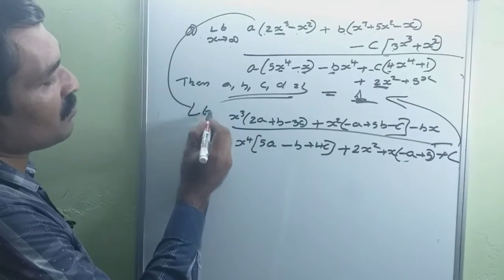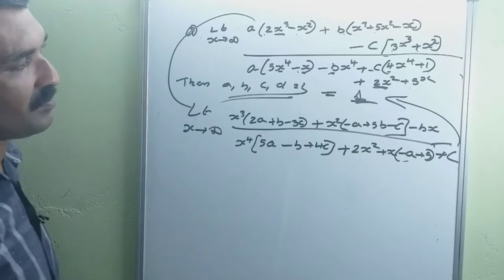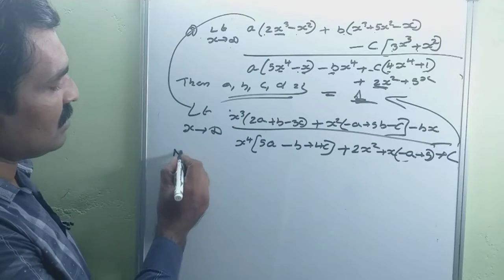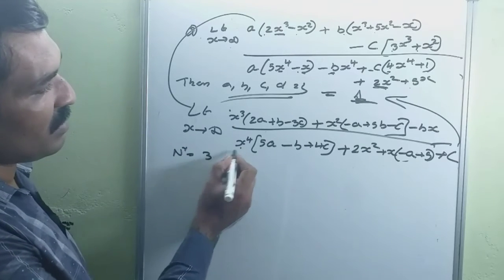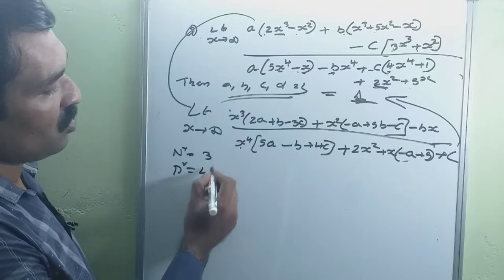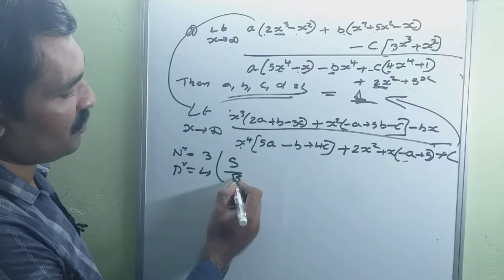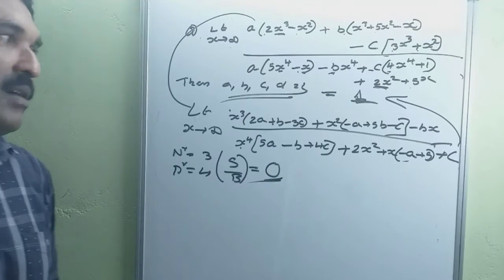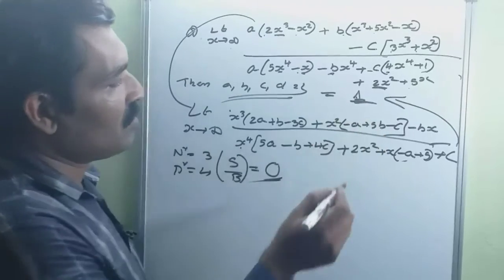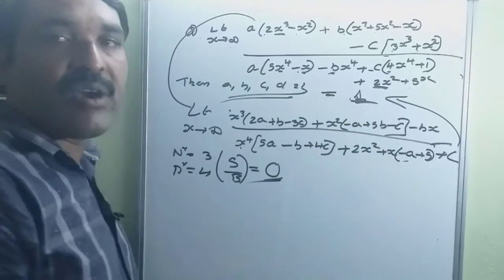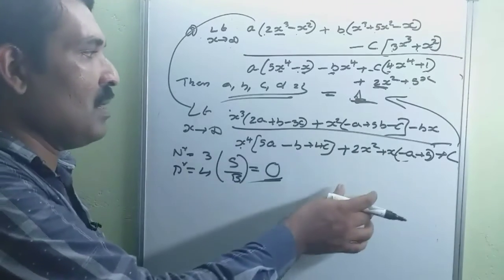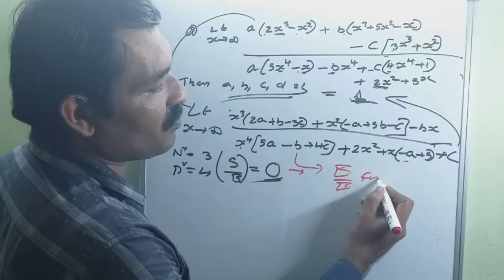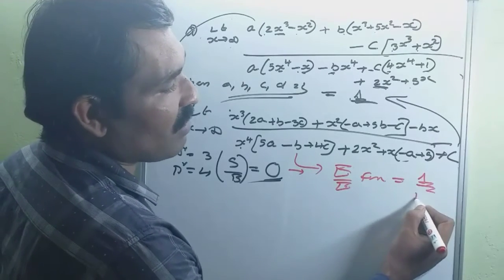Here, limit x tends to infinity. Now what is the form of this? The degree of the numerator is 3 and the denominator degree is 4. So it is small by big form. In small by big form, the answer is equal to 0. But our answer is not 0, our answer is 1. So this should be equal by equal form. So we should make this into equal by equal form, then the answer is finite.